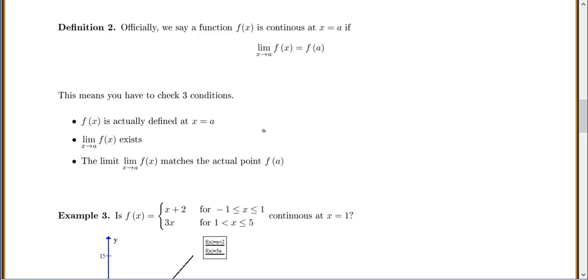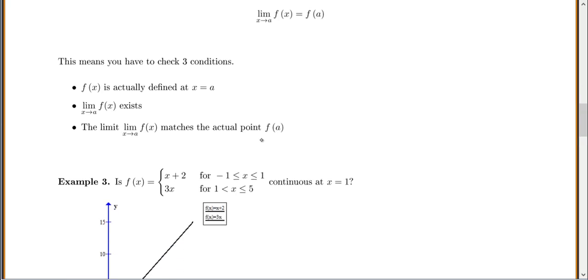So officially, a function f of x is continuous at x equals a if the limit as x approaches a of f of x is equal to f of a. This means you actually check three things. First of all, make sure your actual function is defined at x equals a. Make sure you don't just have a hole there. Next, make sure that your limit actually exists. And 3, make sure that your limit matches your actual point. So all of these things have to happen.